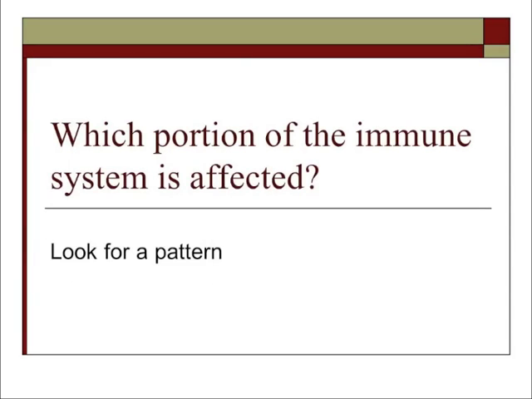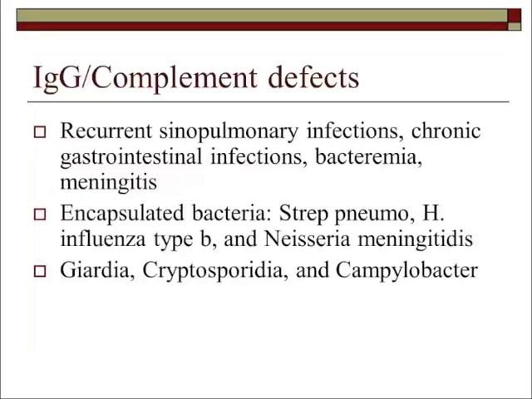The first thing and the easiest way to organize it for me is to look for which part of the immune system is affected. And then you look for a pattern, and if this group of cells or that group of cells can help you start to evaluate the patient.